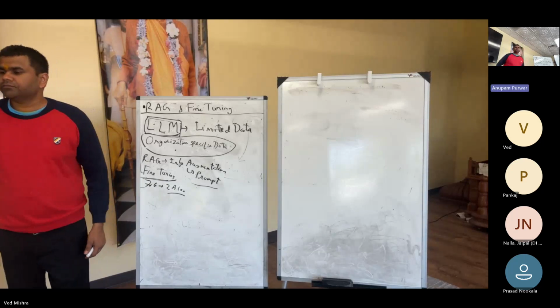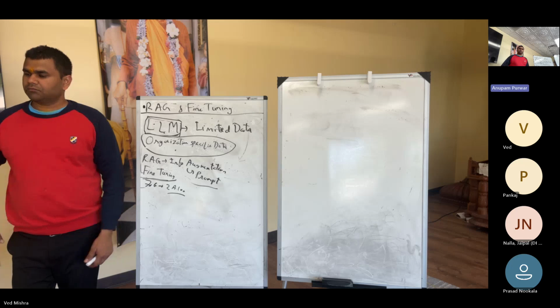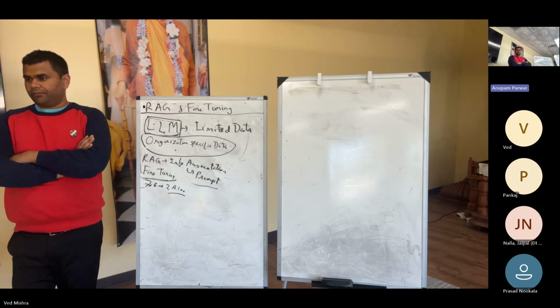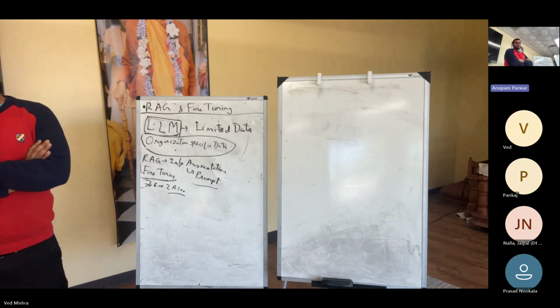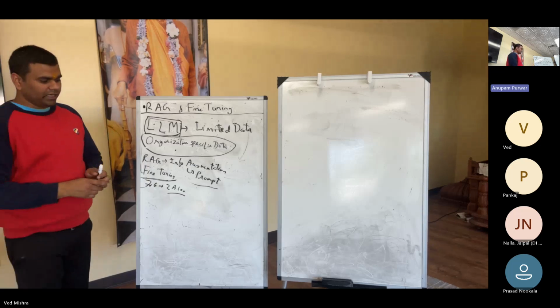So in RAG, let's say you have some PDF documents. You have to call some API to convert it into a vector, or something. Yeah, exactly. So there is a database.